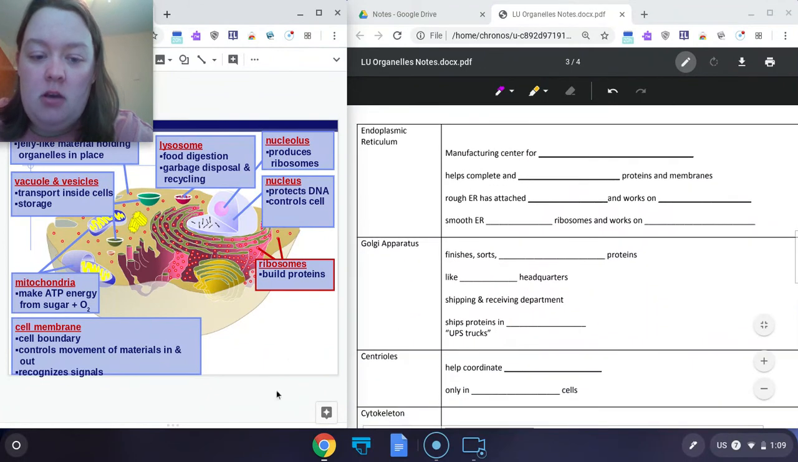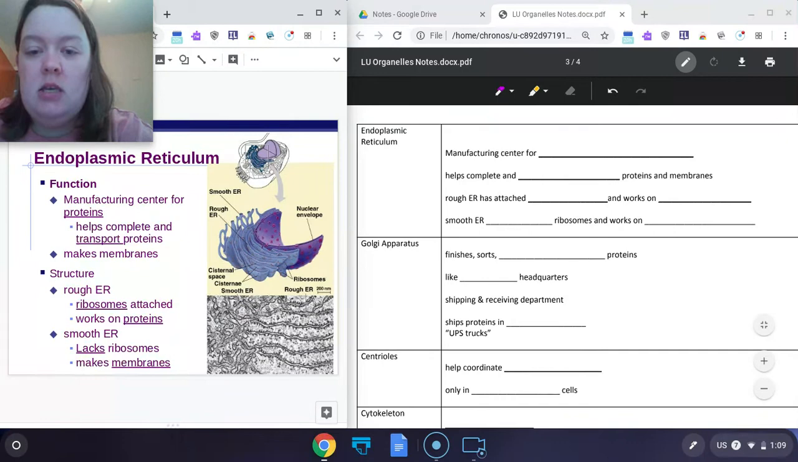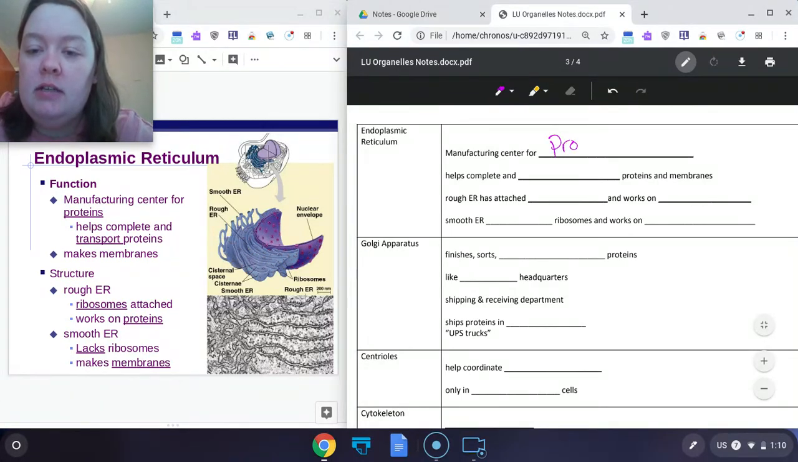Okay, so we talked about the ER. Now let's talk about the ER itself a bit in more detail. So the ER, the endoplasmic reticulum, is the manufacturing center for proteins. So the ER is going to help complete proteins and then transport them to where they need to be.